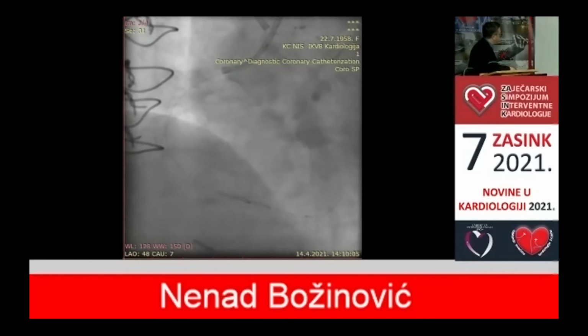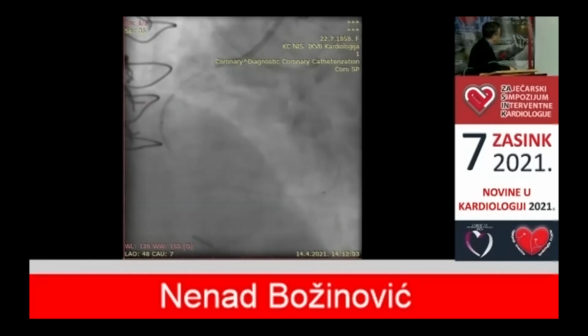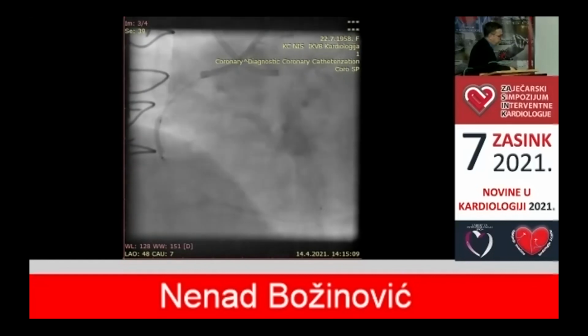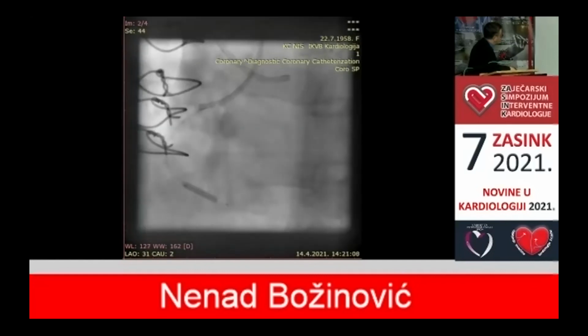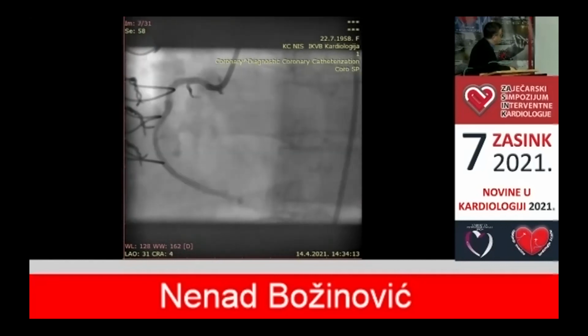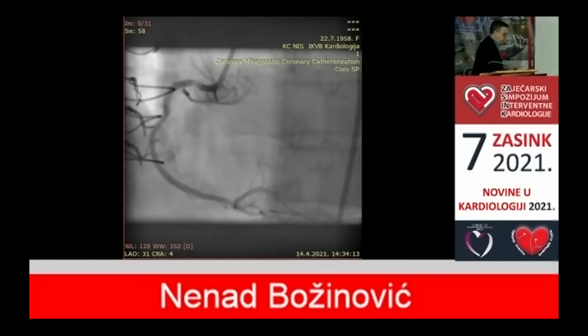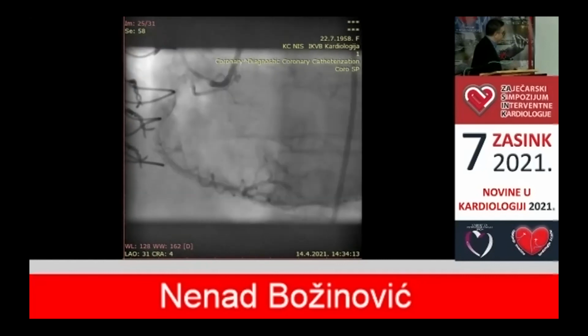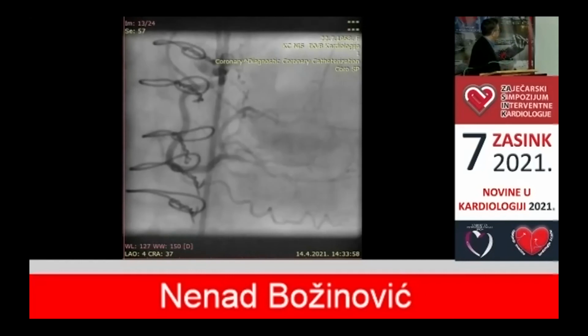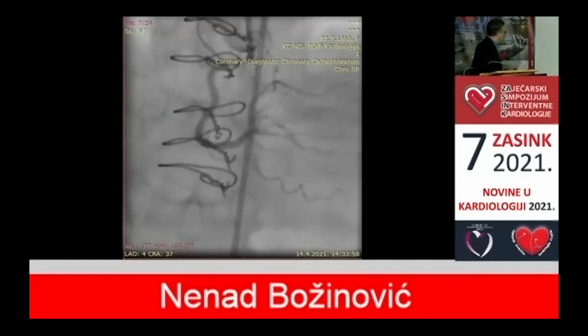And after that, after stenting in this patient, I put some DES, 1 and 2, and this is my final result in this patient. This is another projection.